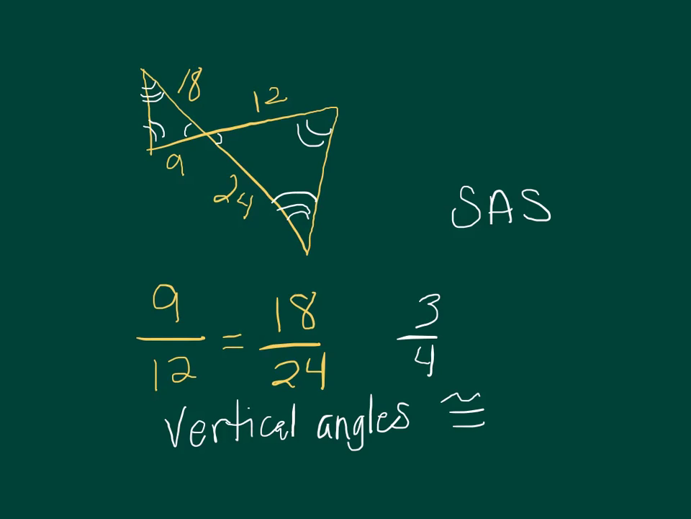Okay. So to recap, the three ways to prove that a triangle is similar to another triangle is by using AAA, which means all the angles are equal to each other, by using SSS, which means that all the sides are in proportion to each other, or by using SAS, which means two sides are proportional and their included angle is equal.